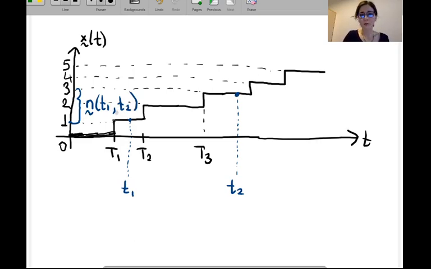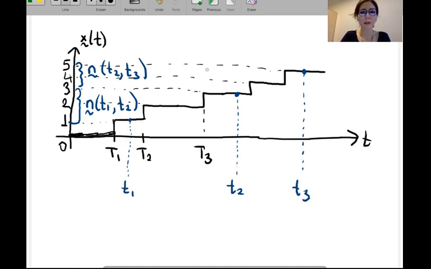Now, I could look at it at some other time instant as well. So if I take some t3 in here, I will similarly get the random variable that's the number of people arrived between the time instant t2 and t3. So my notation will be the same, N(t2, t3). Now, why did we define all this terminology?